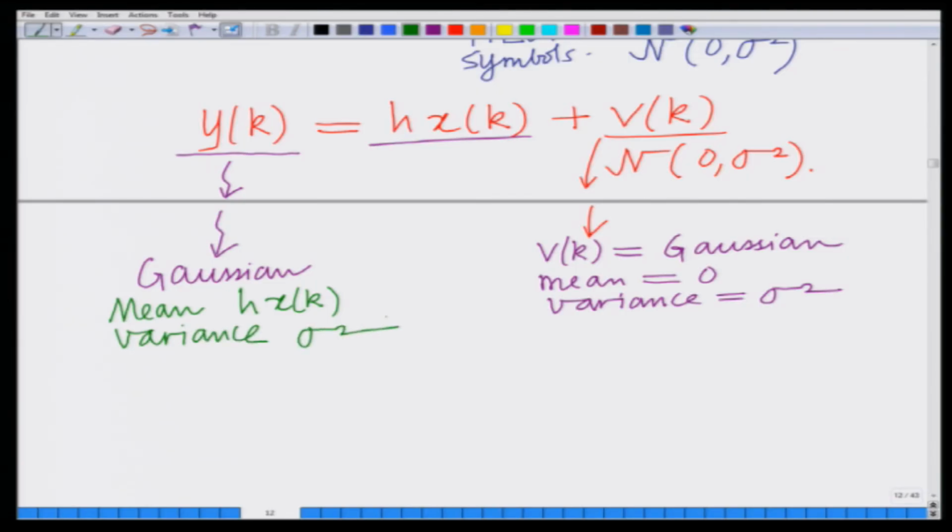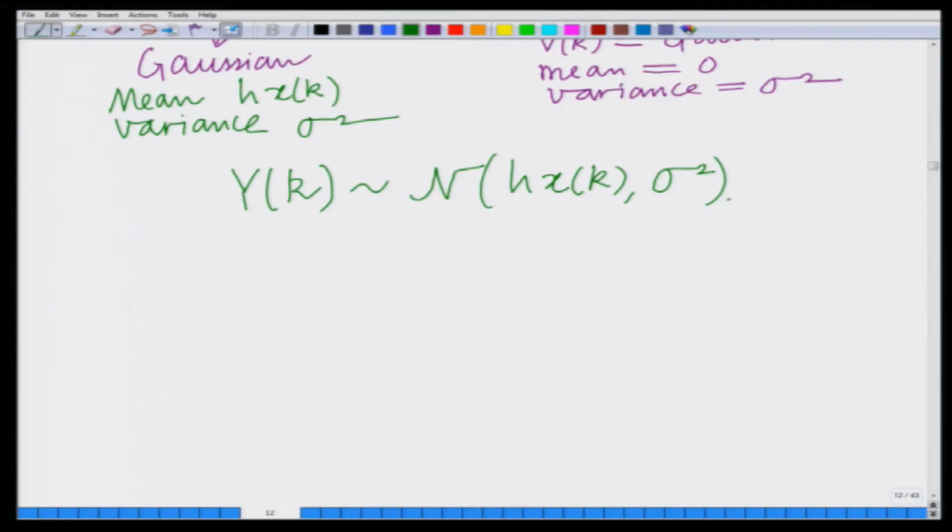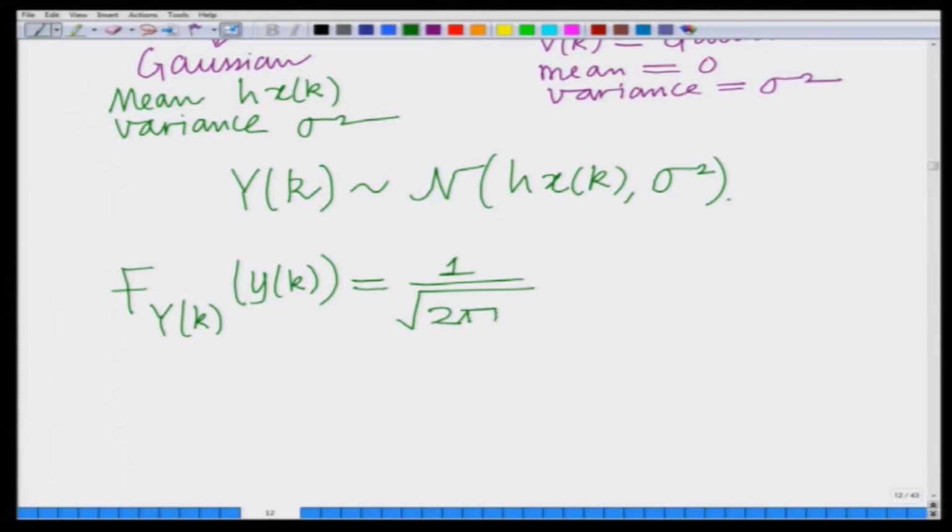and variance sigma square. So, therefore, yk, that is the observed output, is Gaussian with mean h xk and variance sigma square, similar to what we had seen in the context of a sensor network, and therefore, I have the probability density function f of yk. This is basically equal to 1 over under root 2 pi sigma square e raised to minus 1 over 2 sigma square yk minus h xk square.